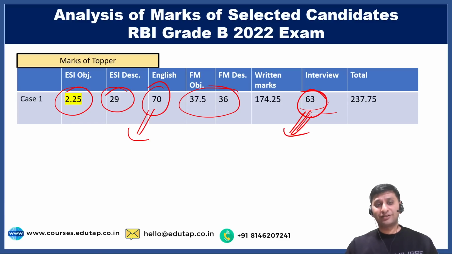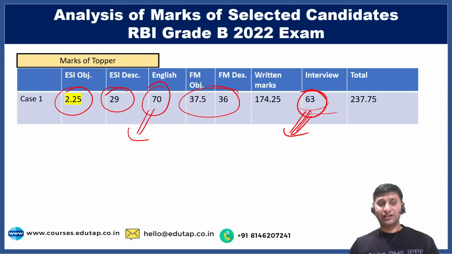इसको neglect मत कीजिए, बिल्कुल भी मत कीजिए. और इससे एक चीज और निकल के आ रही है कि अगर आपका एक एरिया वीक भी है, doesn't matter, if you can work upon your strengths. This person had a really bad current affairs, I can tell you, just 2.25 in ESI, and overall in ESI this person was not good, but English में फोड़ा, FM तो बिल्कुल ही फोड़ दिया भाई.